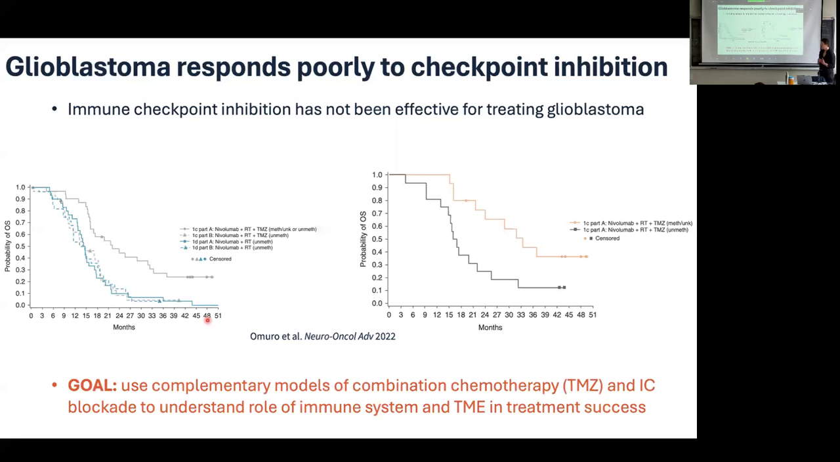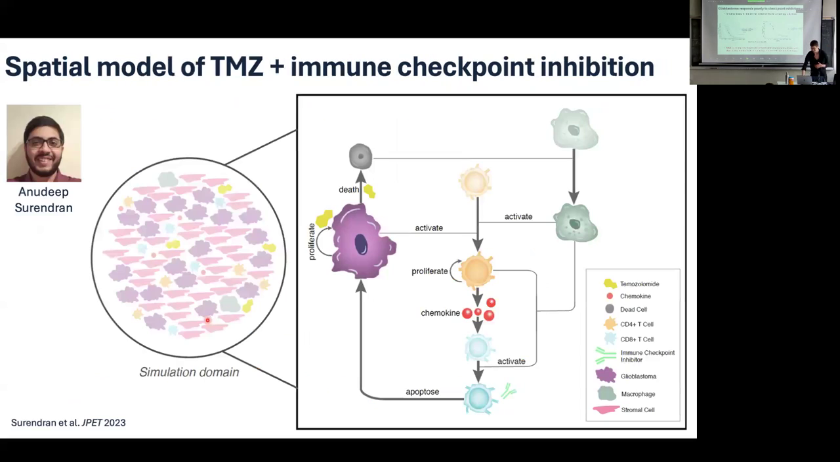And so the question is, can we use models? Here I'm going to talk about two different models of combination chemotherapy, so temozolomide, which is the main chemotherapy, like I said, and immune checkpoint blockade, to understand how the immune system interacts with glioblastoma and how the tumor microenvironment can contribute to or be used to increase success with immune checkpoint blockade.